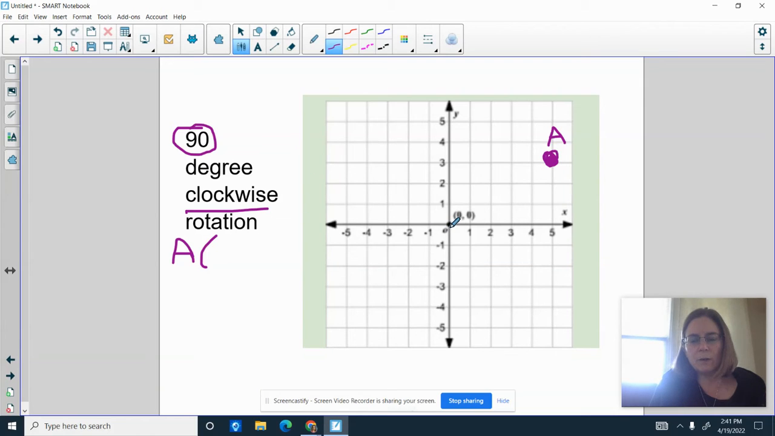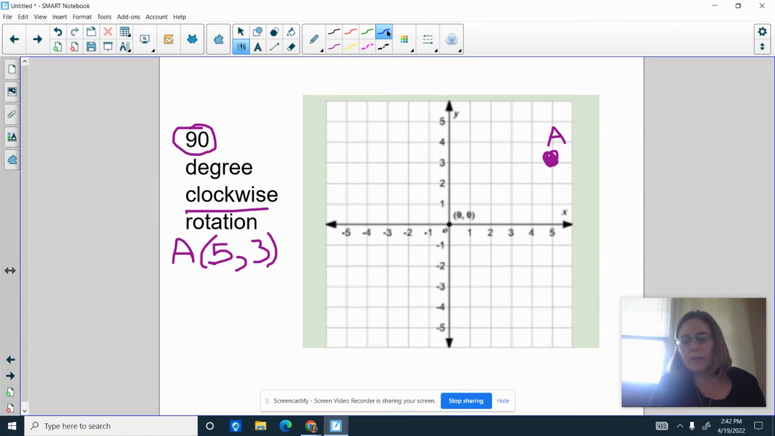I always start at the origin, and remember, it's like a map. How many units do I have to go over horizontally, and then how many units do I have to go vertically? So I'm going over to the positive 5, and then I'm going up to the positive 3. So point A is 5, 3.